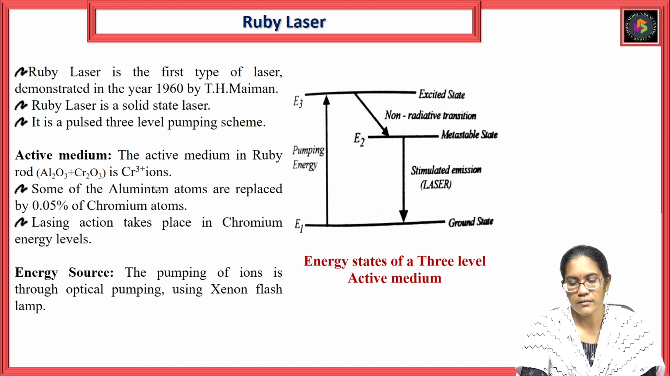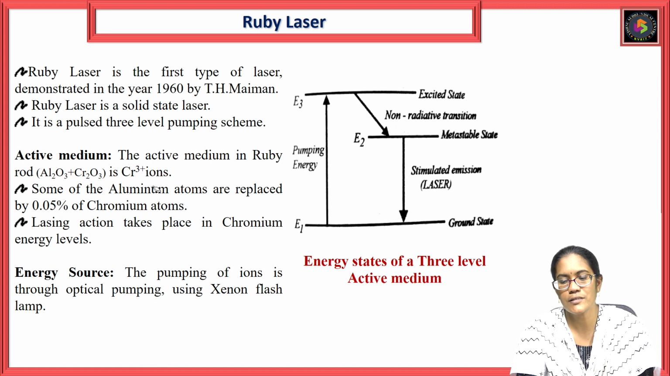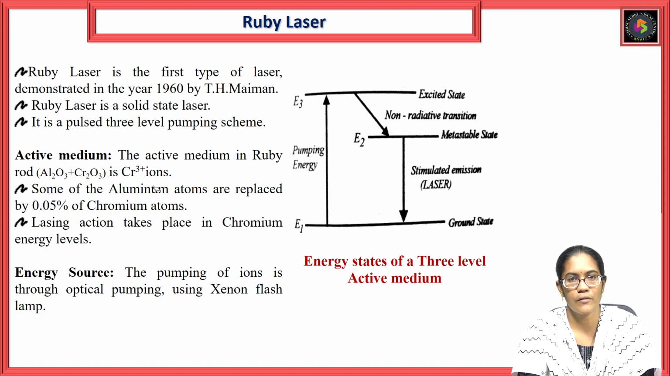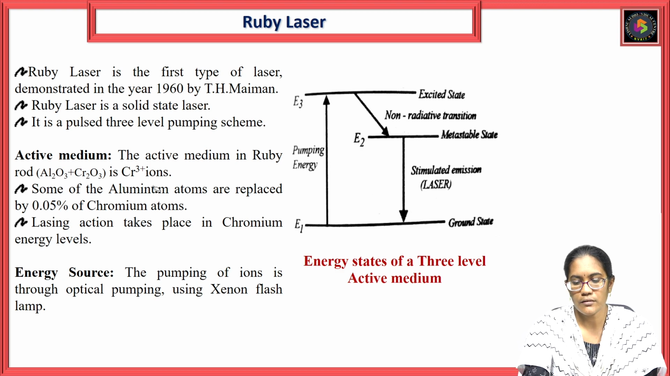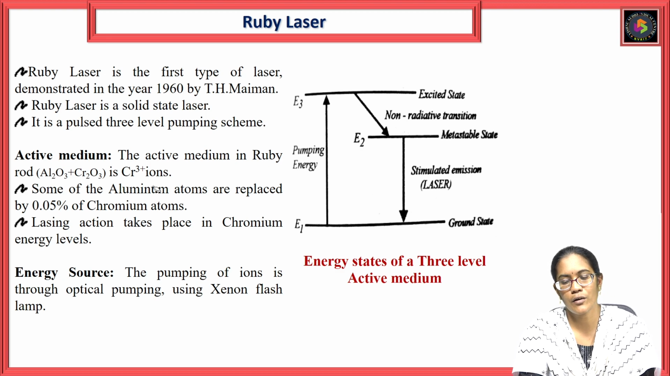If you look at the diagram, this is the energy level diagram for a three-level laser. Lasers are available in the market either as three-level or four-level laser systems. Here the Ruby laser is a three-level laser system, where three energy states participate in the light amplification process. First I will explain the working of a three-level laser system. The same mechanism works for the Ruby laser also.